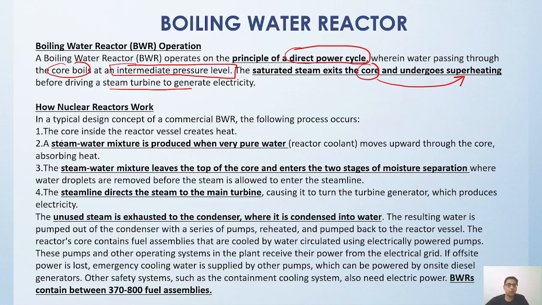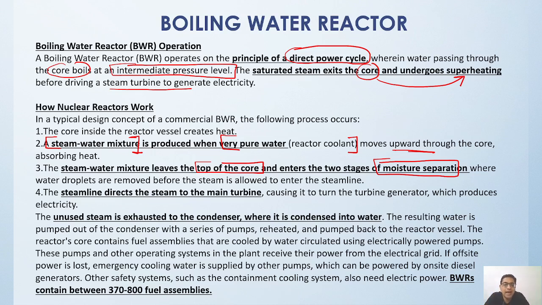The core inside the reactor vessel creates heat, so that a steam-water mixture is created. Very pure water, which we call reactor coolant, moves upward through the core and absorbs the heat generated by the core. Then this steam-water mixture reaches the top of the core and enters a two-stage moisture separation, where water droplets are removed and the steam is allowed to enter the steam line.